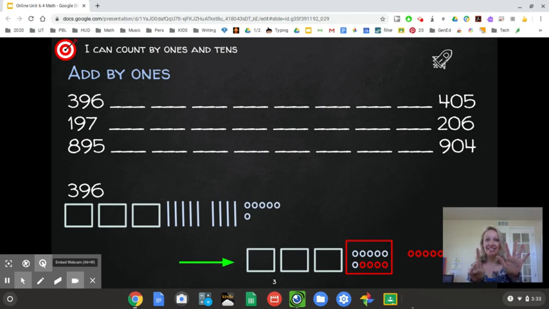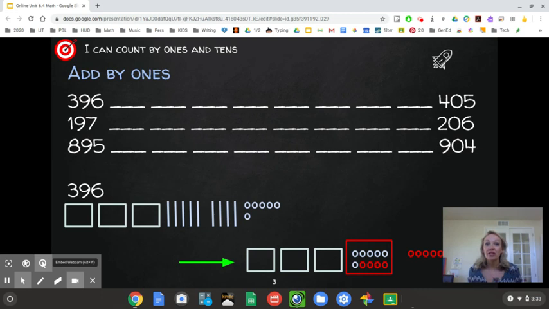206. Freeze. All right, and the last one, we're going to start at 895, 896, 897, 898, 899, 900, new 100, 901, 902, 903, 904, freeze.